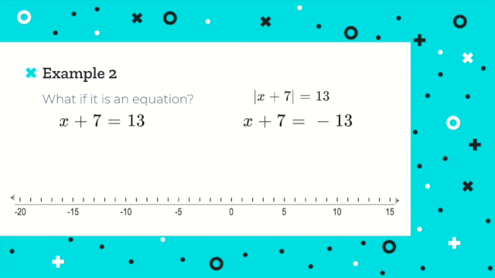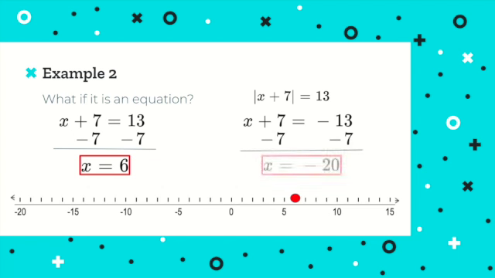Now, we're first going to take care of the positive case and solve for x. So I'm going to subtract 7 from both sides. That's going to give me that x is 6. Now, if I put it on a graph, it looks something like that. Now let's take care of the negative case. I'm still going to subtract 7 from both sides. And that's going to give me -20. So let's look and see where it's at on the graph.